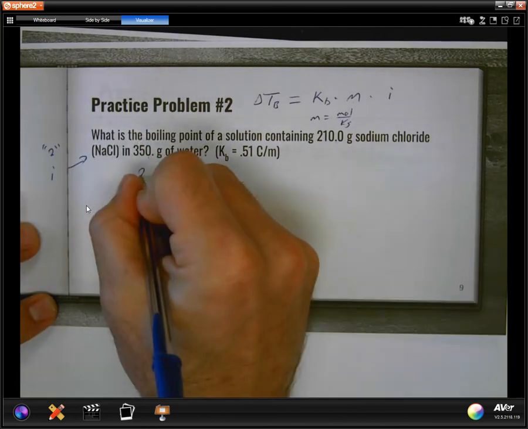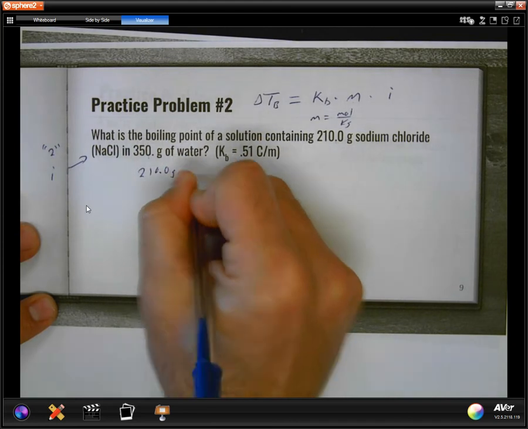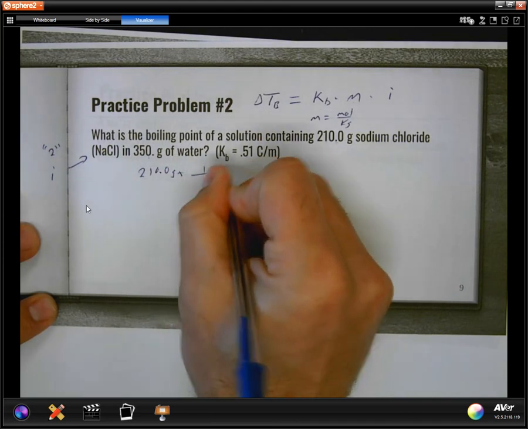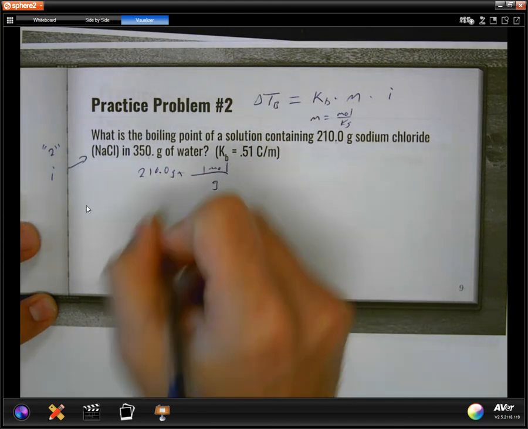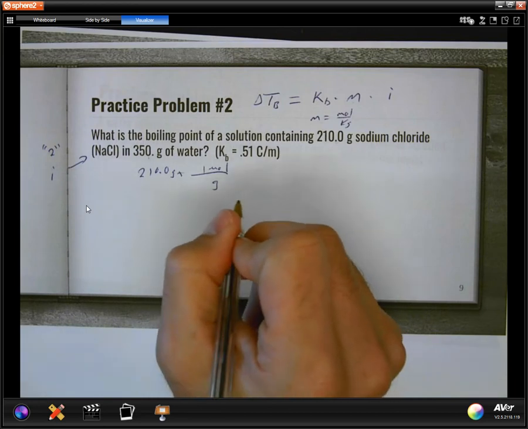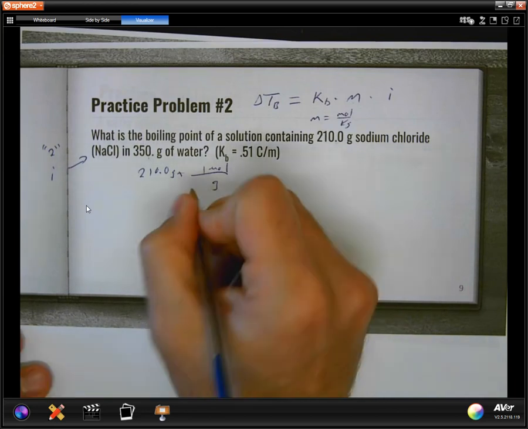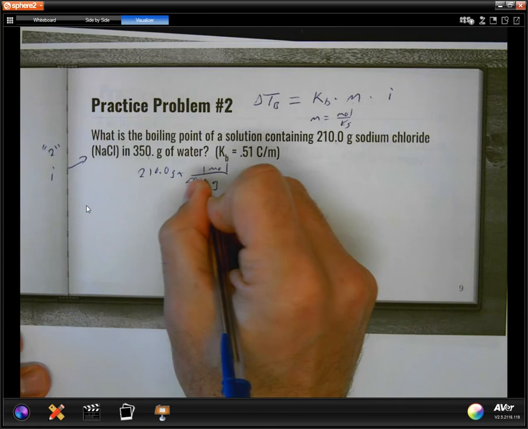Here I'm going to go 210 grams. Divide that by the molar mass of salt, which would be, what is that? That is 58.44.